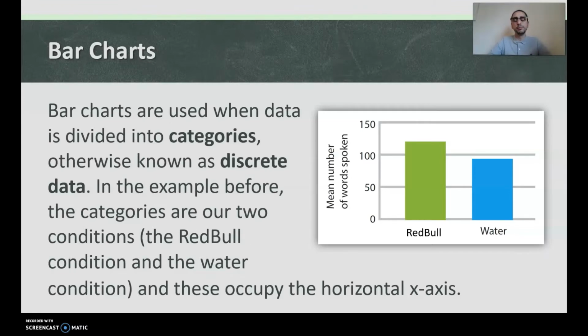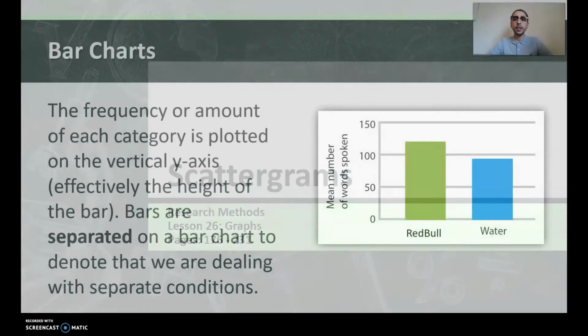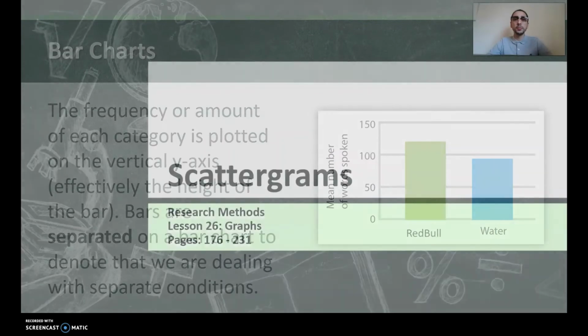The mean number of words spoken is on the y-axis. There's no title though, but there's always room for improvement. And we can see the frequency or amount of each category is plotted on the vertical y-axis, which is effectively the height of the bar. Bars are separated on a bar chart to denote we are dealing with separate conditions, okay? So that's why you shouldn't have your bars together, because you're denoting that they're in separate conditions. Whereas in a histogram, which we're going to find out later, they are connected. And there you go, that's bar charts.